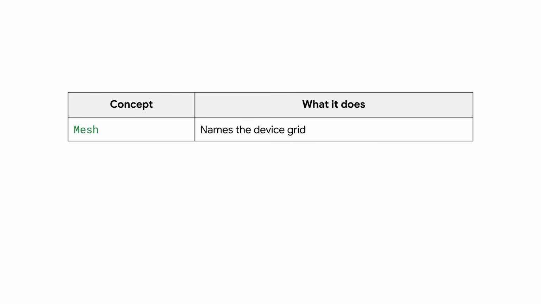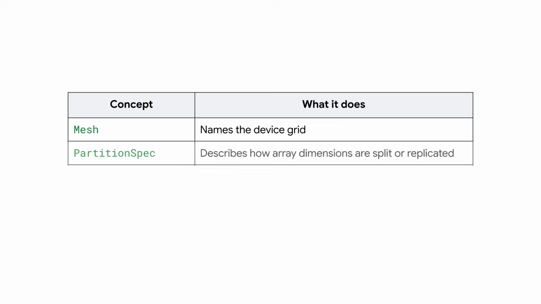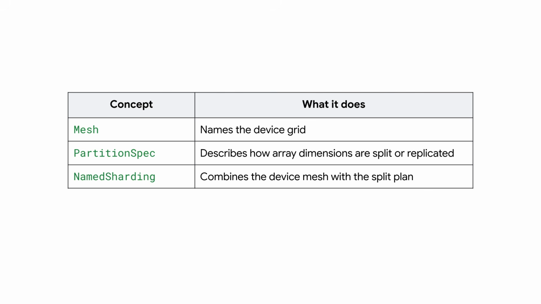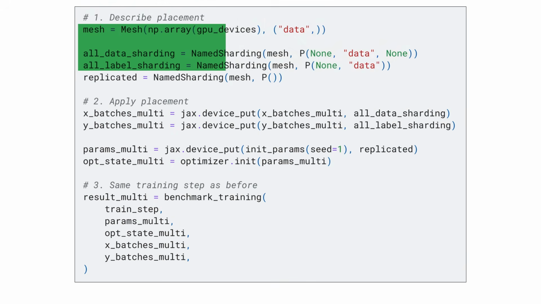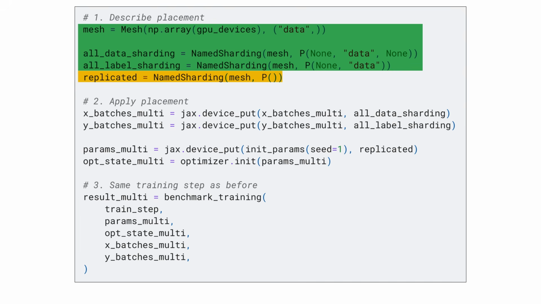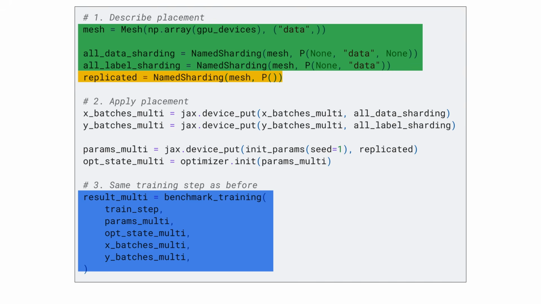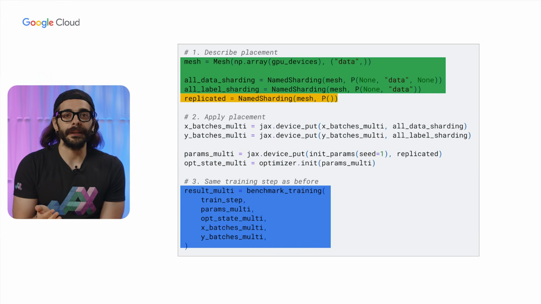When you train with multiple GPUs, there are 4 important concepts you need to keep in mind. Mesh indicates the devices. PartitionSpec describes the split. NamedSharding combines the plan, and device_put applies it. So what happened here is we shard the batch, replicate the parameters, and call the same train step. JAX sees the placement and inserts the parallel work, including gradient averaging.